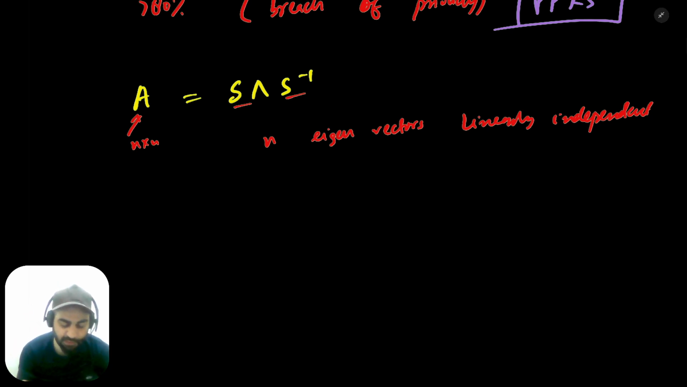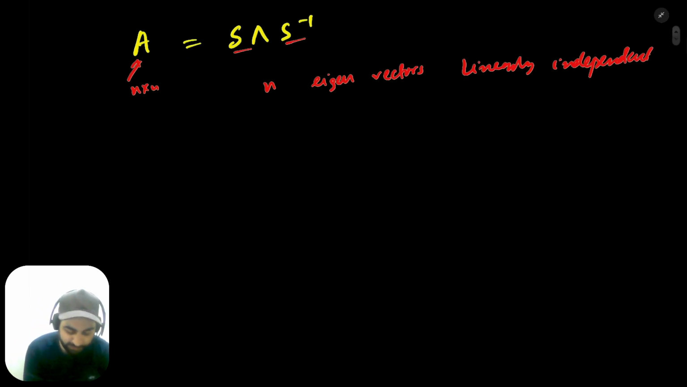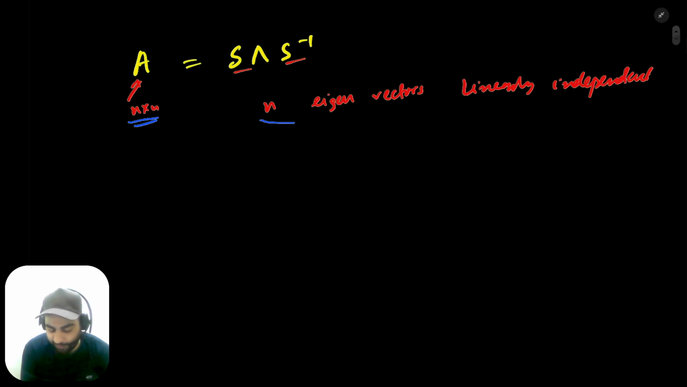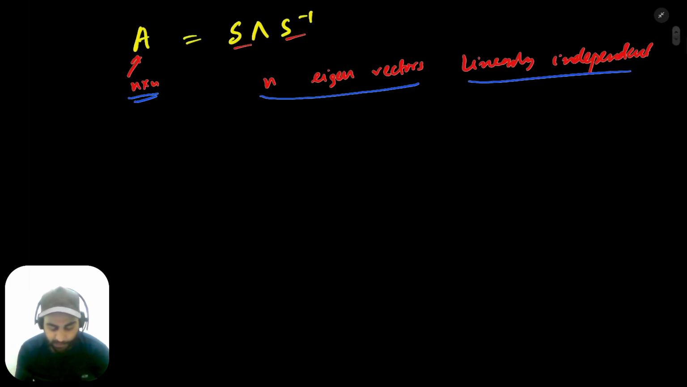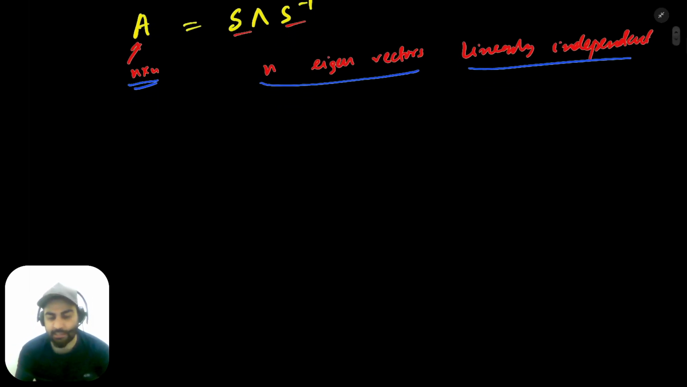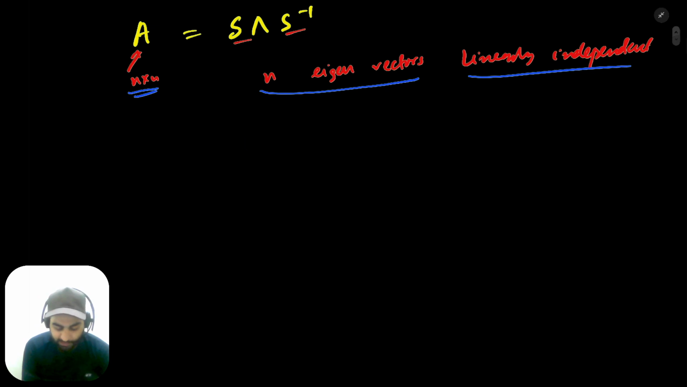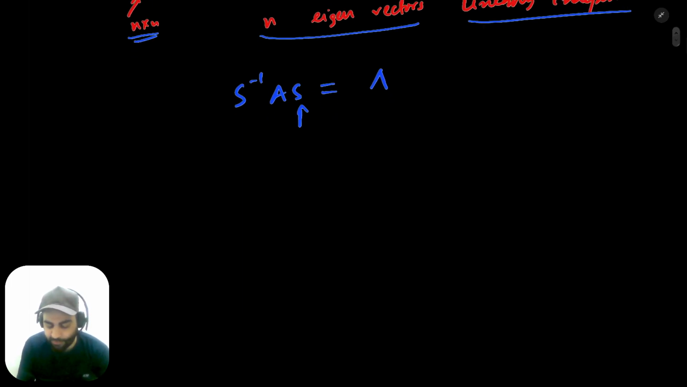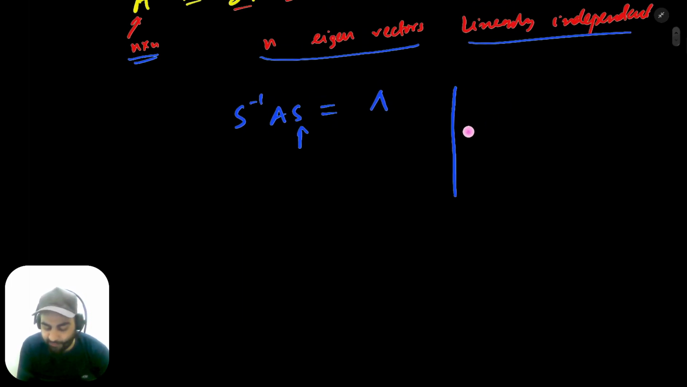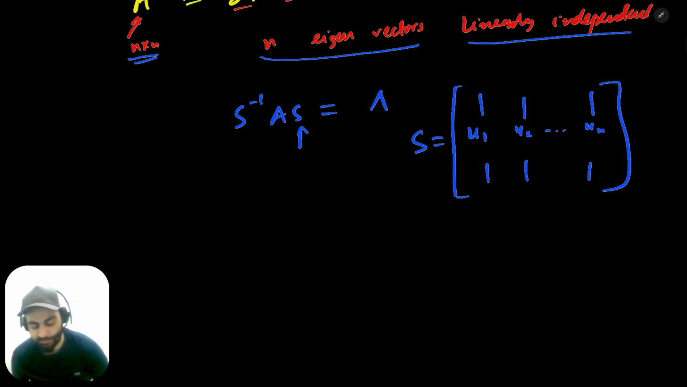So what is this diagonalization theorem saying? It's saying that if we have an n cross n matrix with n linearly independent eigenvectors, then we can write this matrix A as S lambda S inverse, or we can say S inverse A S is equal to lambda, and we'll see what this means. In this S, we'll put all these eigenvectors. Let's suppose the eigenvectors were u1, u2, till un. We'll put them as columns. This is how S is defined.